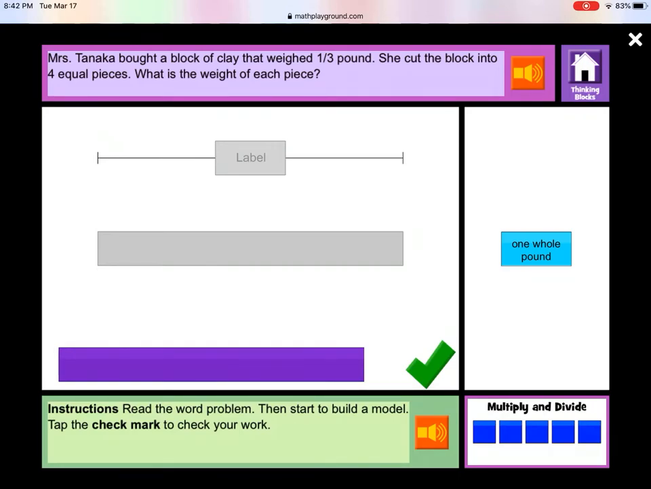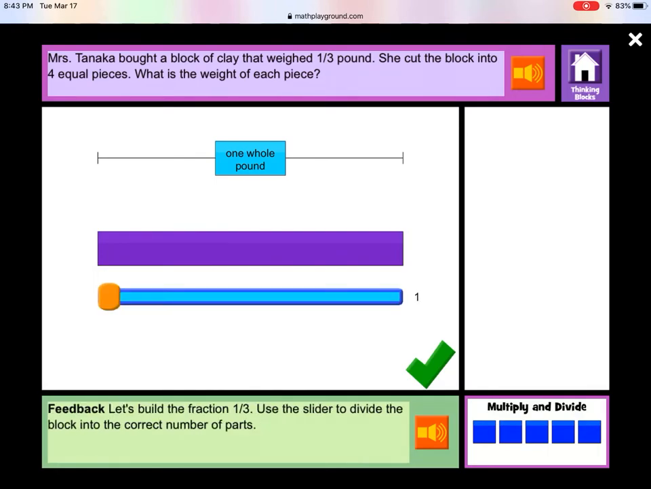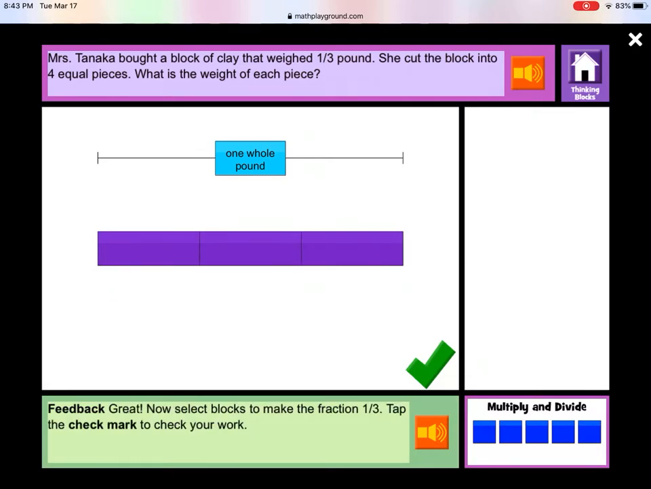So we're going to start by examining the fraction. We have 1/3. 1/3 of what? 1/3 of a pound. So 1 whole pound is our first whole. I'm going to hit the check mark to make sure that I'm correct. My 1 whole pound, I want 1/3 of it, so I'll take the slider and drag it over until I have 3 equal parts. And then this problem is asking for 1/3 of a pound, so I'll just select one of those 3 equal parts.